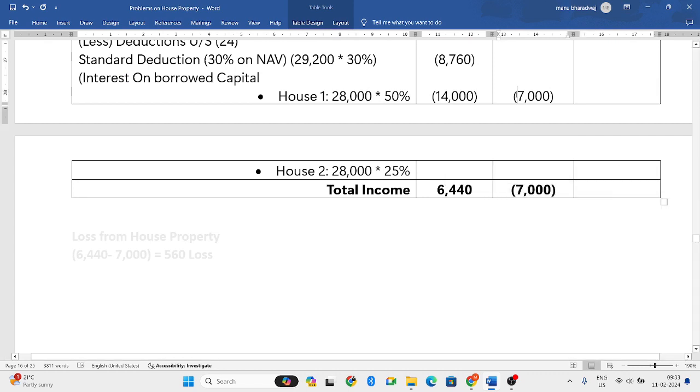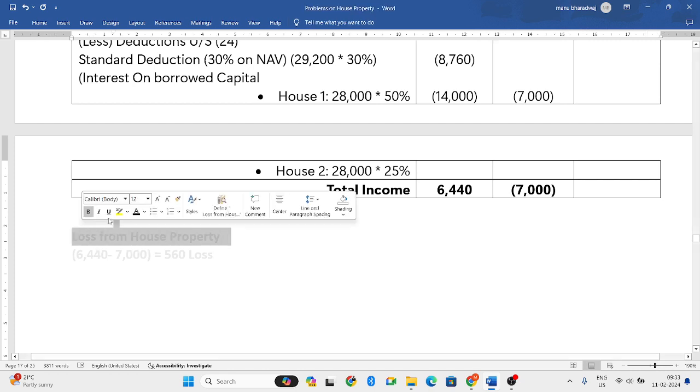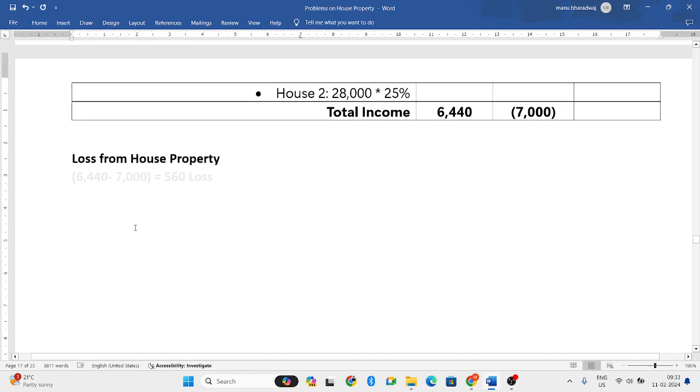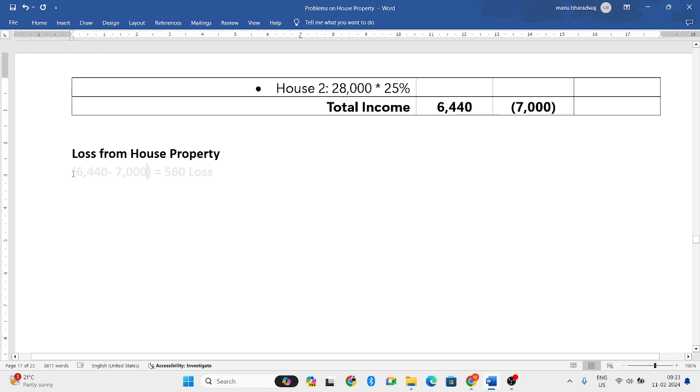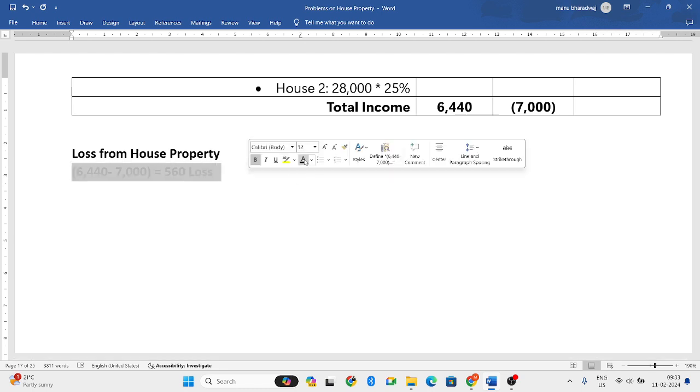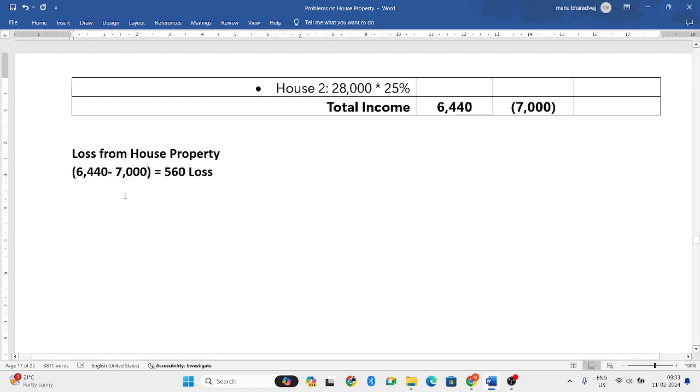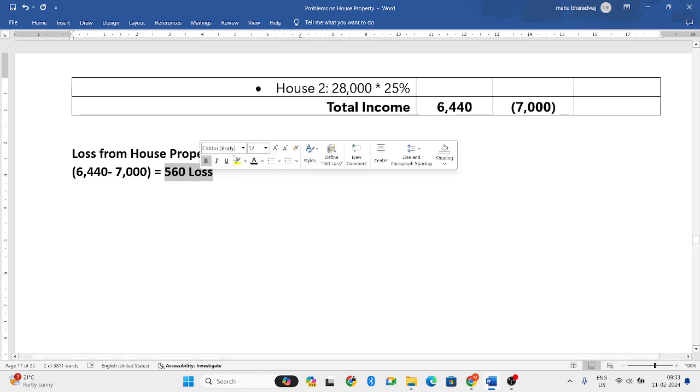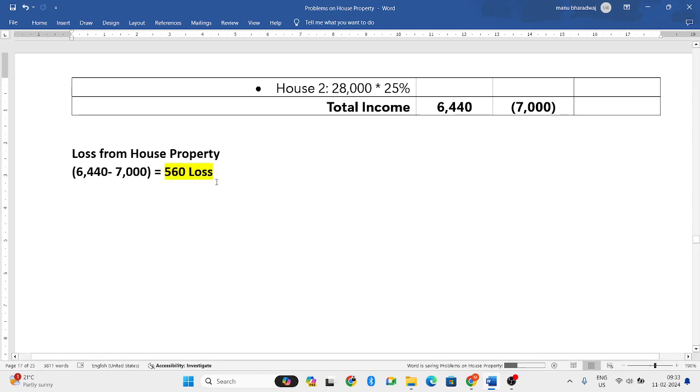So it is a negative balance. Write the negative balance like that, only 7,000. So on one side we have profit and on the other side we have loss. It is completely a loss because the loss is more than the profit. So we have a loss from house property. How much is the loss? 6,440 minus 7,000. 560 rupees is the loss. So there is no profit from house property. There is a loss from house property.